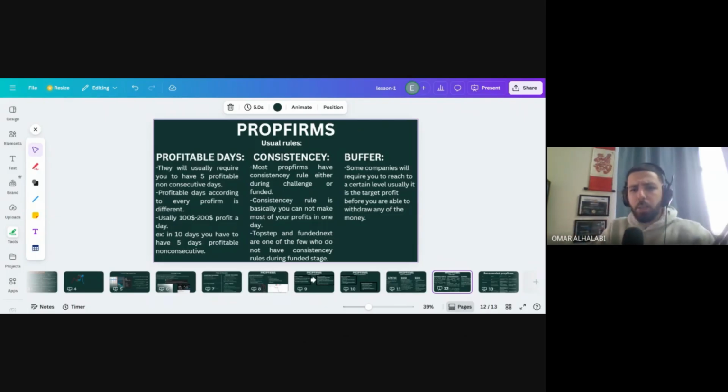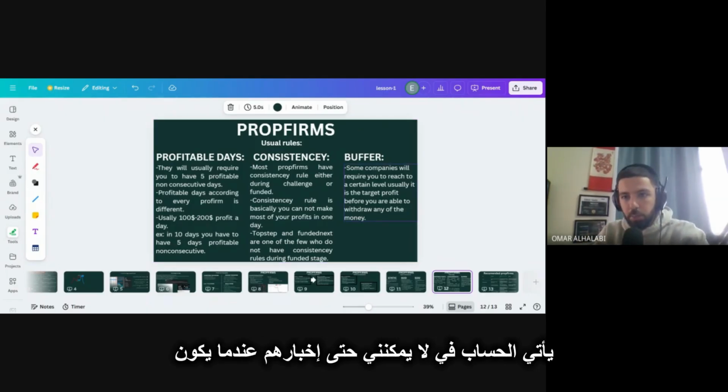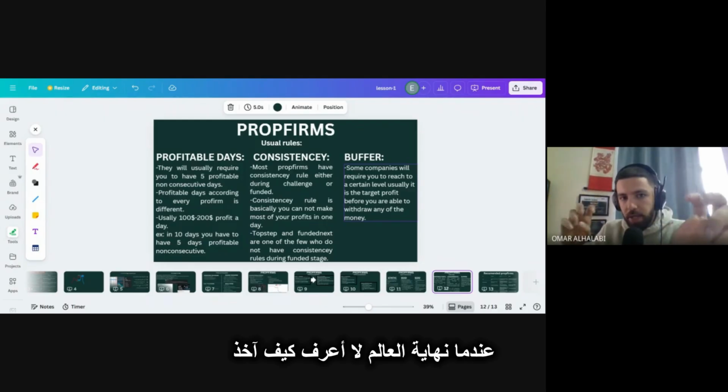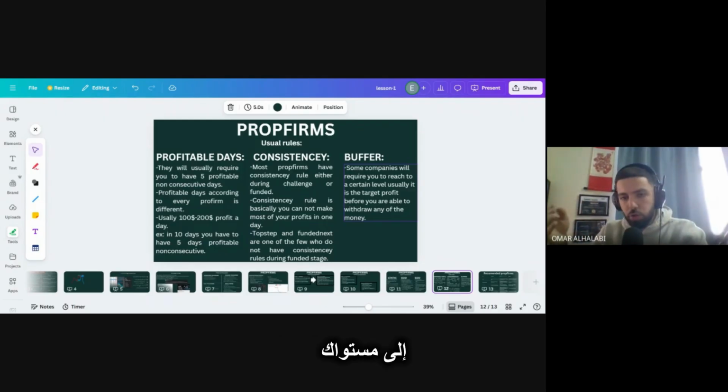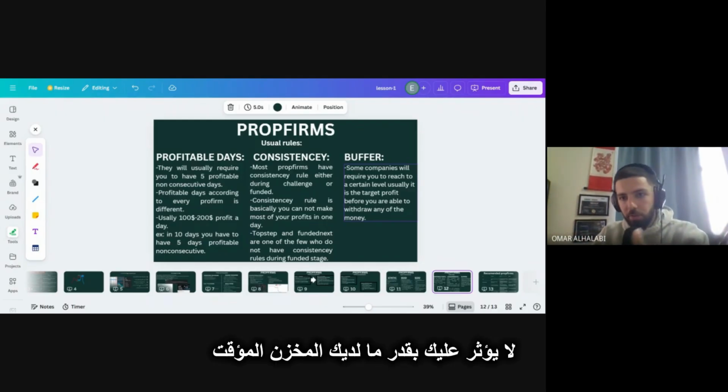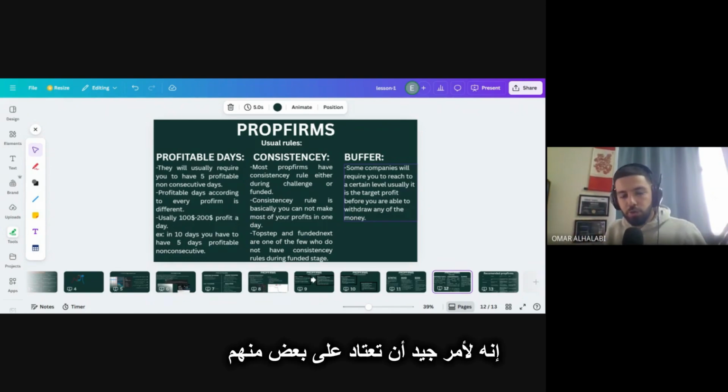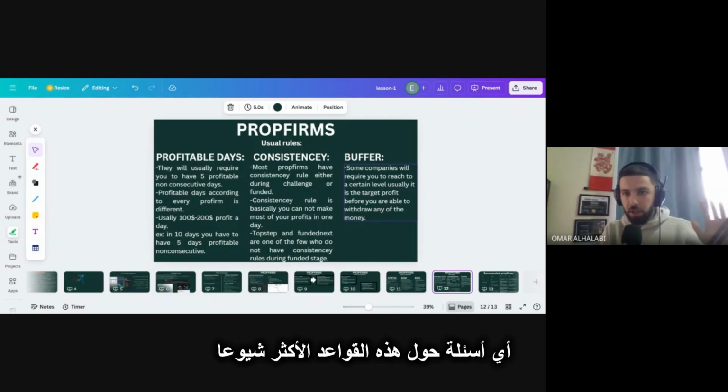There are many companies doing nice things like this too. So the buffer is a good thing for you to save your account as well. When the end-of-day drawdown reaches your level, it doesn't affect you as much because you have a buffer. It's a good thing for you to get used to, but some of them make it a rule. Any questions about these rules?